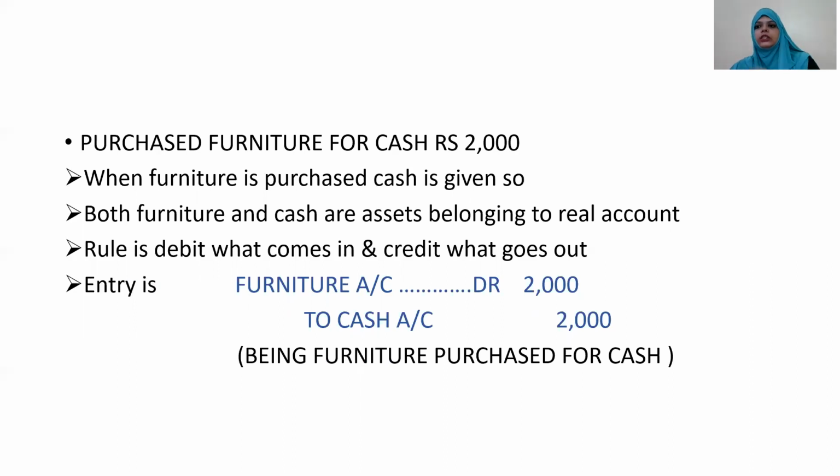There are two things involved in this. First one is furniture, and second one is cash. Both belong to real account, and the rule is debit what comes in and credit what goes out. What is coming in is furniture, so furniture account debited to cash account, because both furniture and cash belong to the current asset part of the business, and current asset belongs to the real account. So both the transactions belong to tangible real account. So the rule followed is debit what comes in and credit what goes out. So the furniture account debited to cash account. Being furniture purchased is your narration.